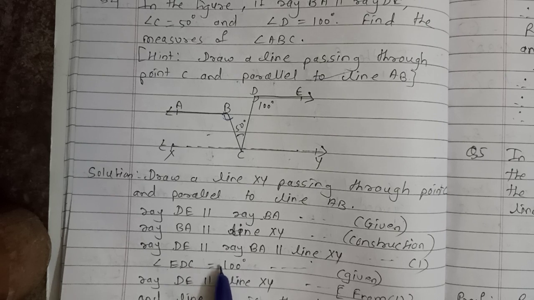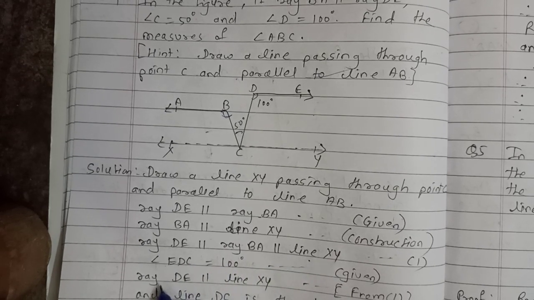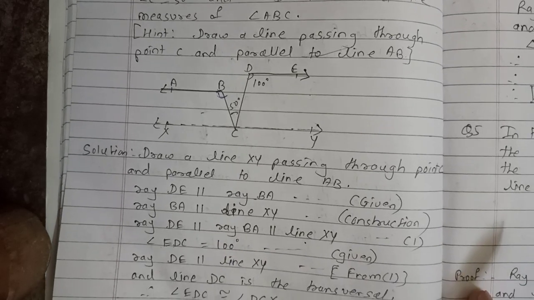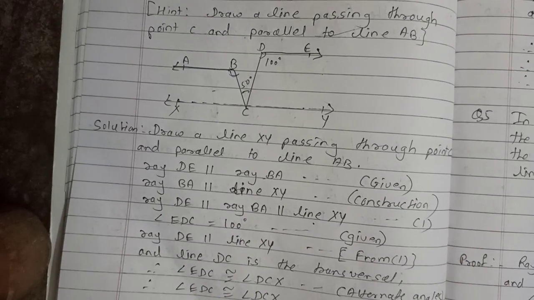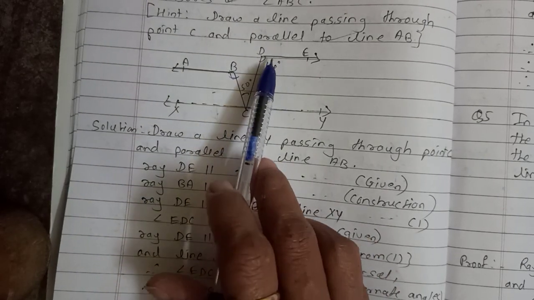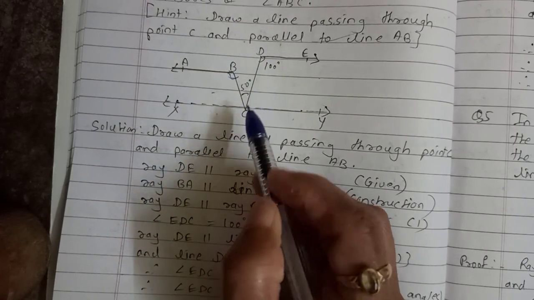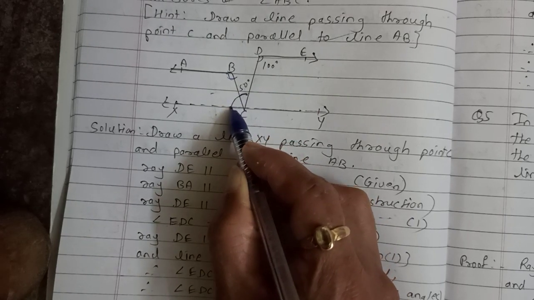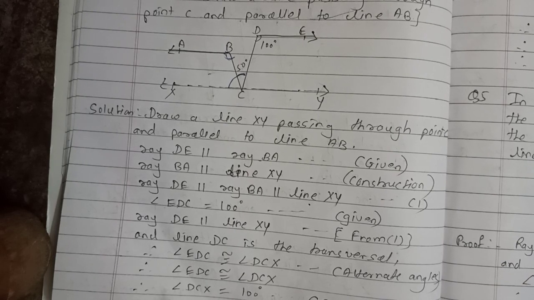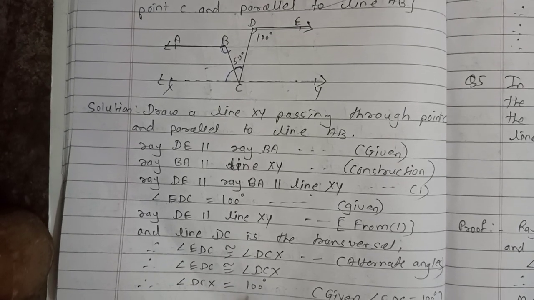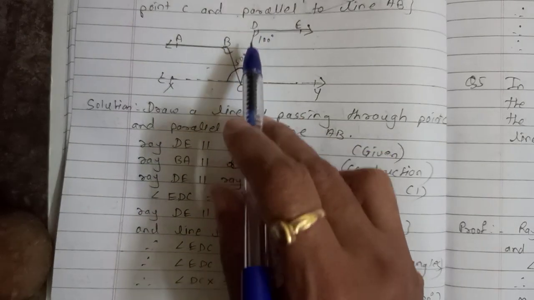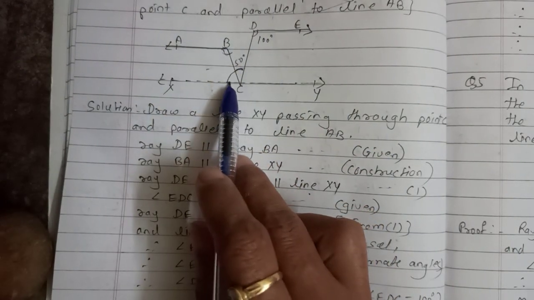Angle EDC is 100 degrees, given. Therefore, ray DE is parallel to line XY, and line DC is the transversal. As this angle is 100 degrees, this angle will also be 100 degrees. Therefore, angle DCX is equal to 100 degrees.